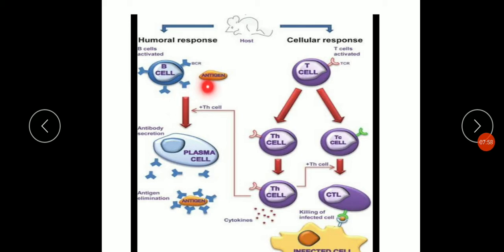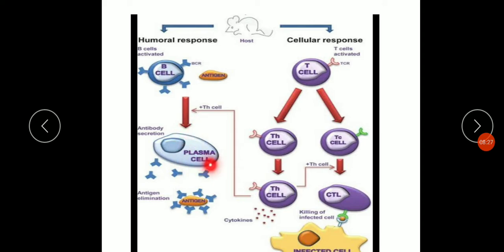and these plasma blasts divide to form antibody-producing plasma cells. So there is transformation of these B cells into the plasma cells. So first B lymphocytes transform into the plasma blast, and plasma blast transforms into the plasma cells which produce the antibody. Understood here?